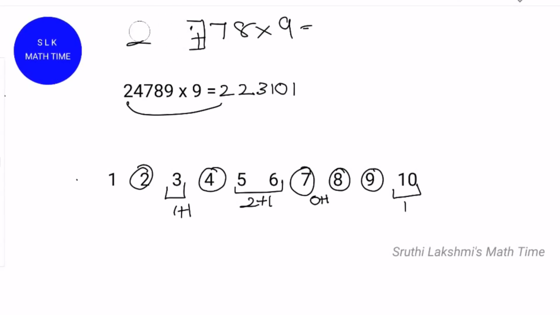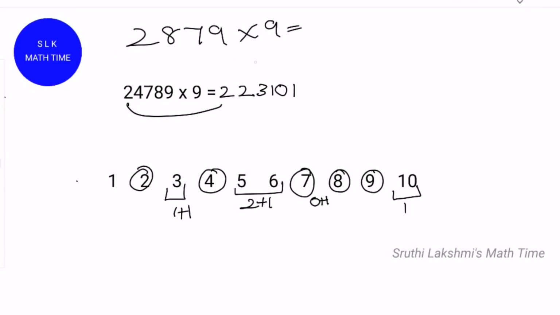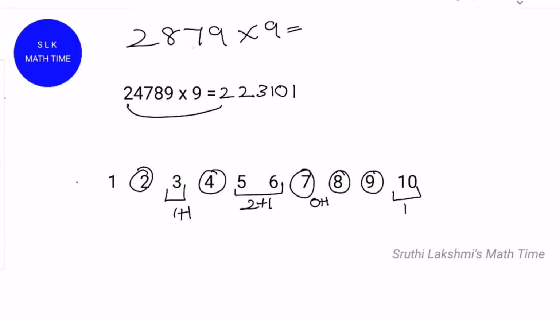Again, if you multiply 2879 into 9, it won't work because they are not in least to greatest order, because 2 is less than 8 but 8 is greater than 7, so it won't work.